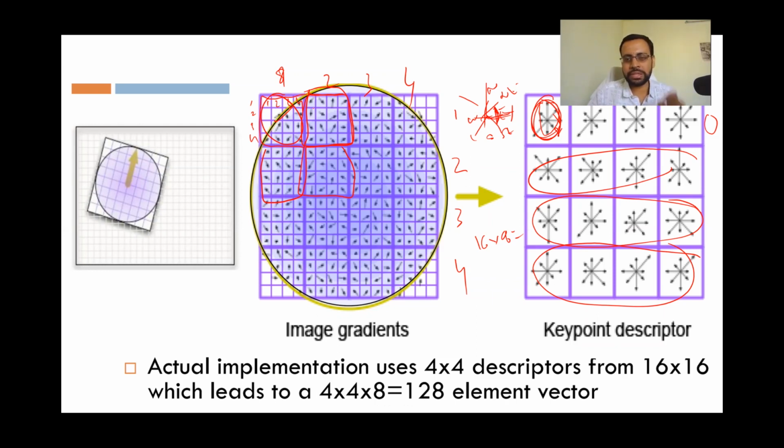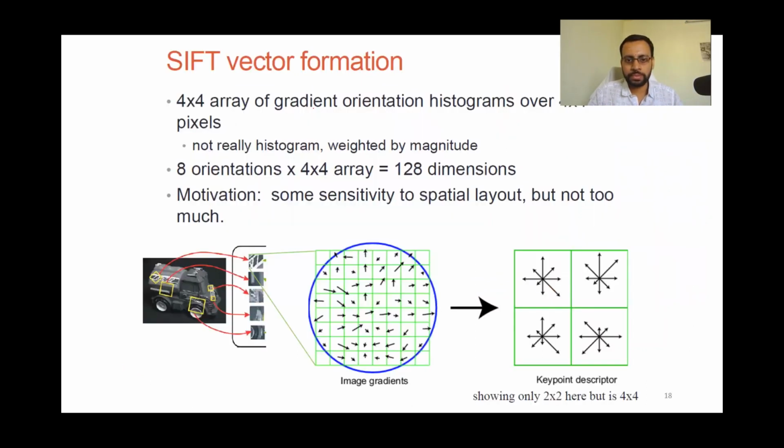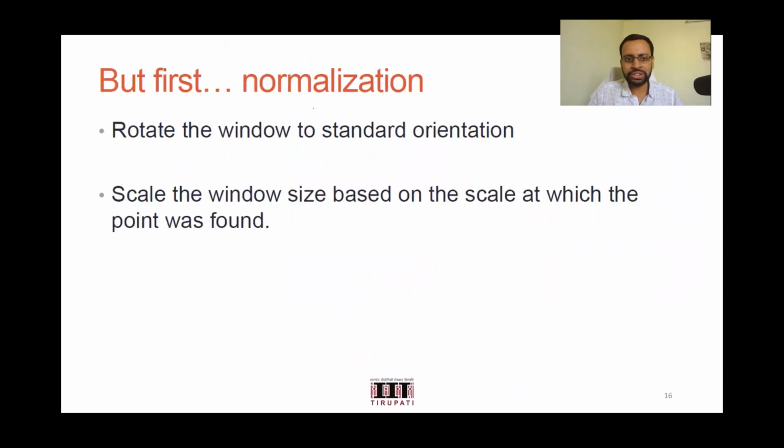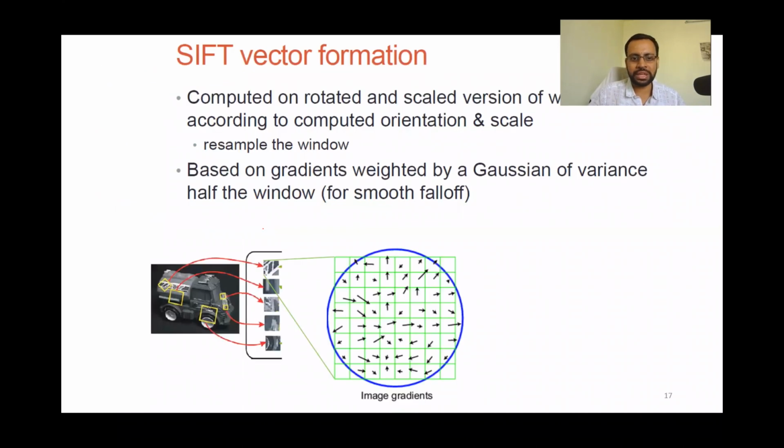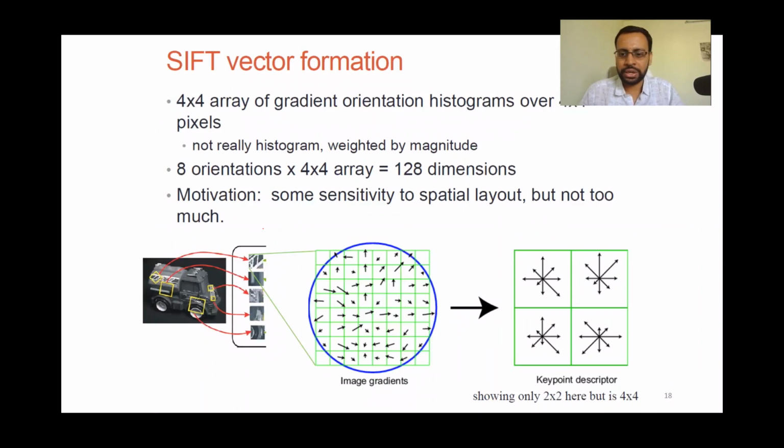Is that clear? This is a very, very important contribution of the scale invariant feature transform. Anyway, as I said, first you are rotating the window, that is done. Scale the windows, bring them all to one common size, that is done. Okay, now given a patch, you compute these.